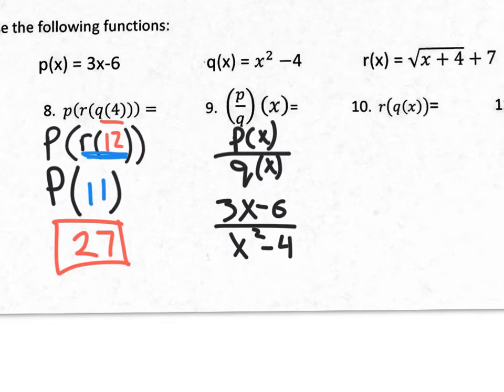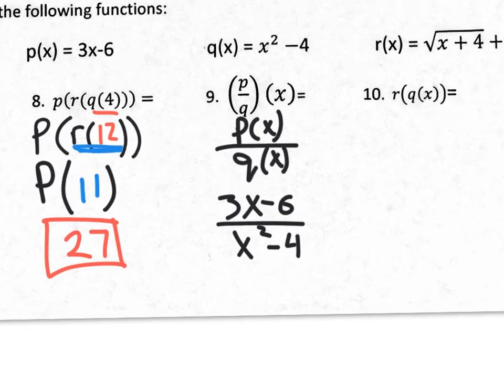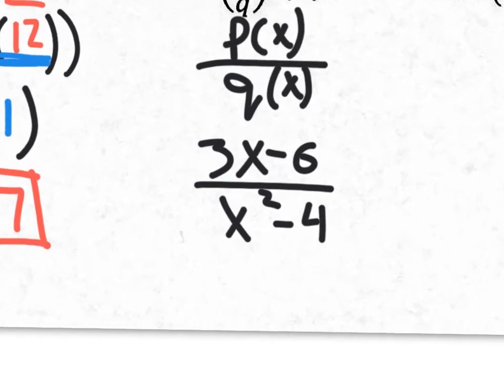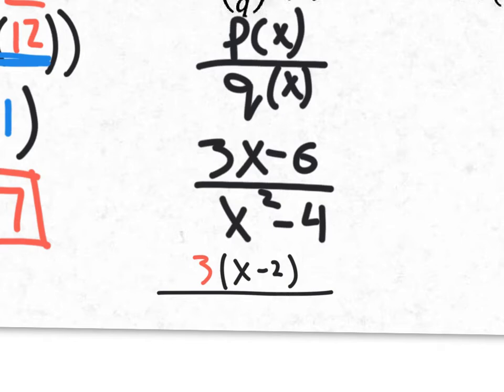What could I do? I could factor the top and factor the bottom. So if I factor the top, I'll have 3 on the outside by pulling out the 3. What would I have left on the inside? X minus 2. And on the bottom, what could I factor? What could it factor to? Okay, so x minus 2 times x plus 2, that's right.